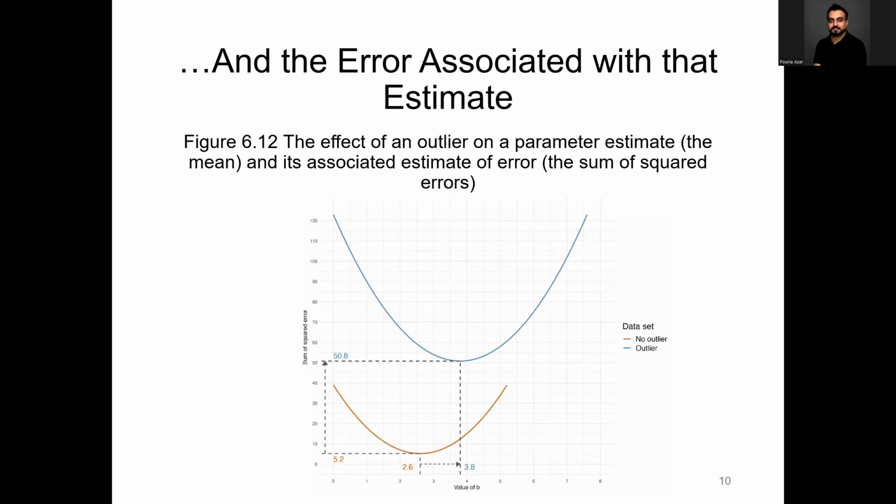So here is the effect of an outlier. As you can see from this figure, we have two data sets. The orange one has no outlier and the blue one has an outlier. The outlier draws the shape of our graph toward itself, so it's giving us an inaccurate result.